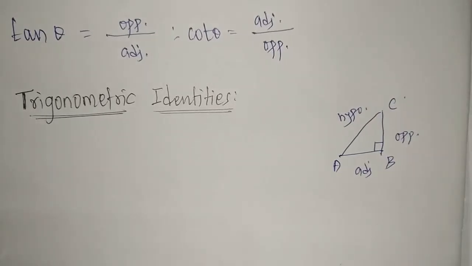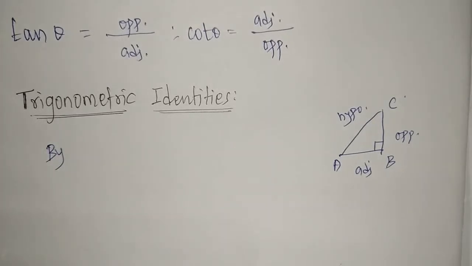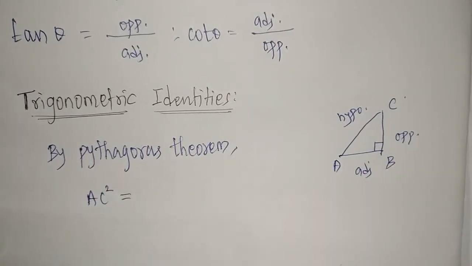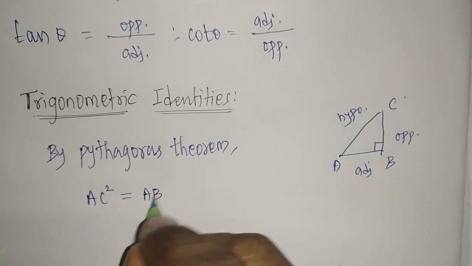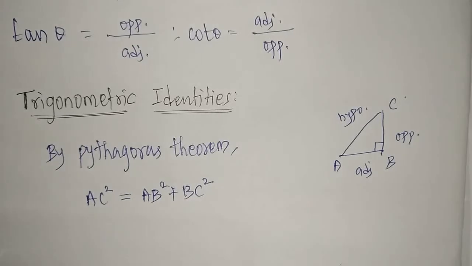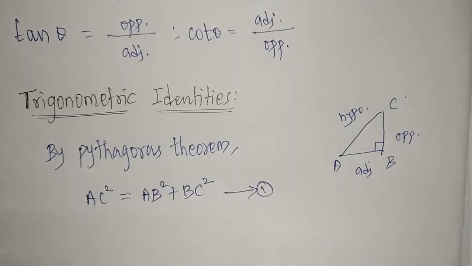Now we know that in a right angle triangle, the square of the hypotenuse side is equal to the sum of the squares of the other sides. Now these things we have to take. So by the Pythagoras theorem, AC square, which is the square of the hypotenuse side, is equal to the sum of the squares of the other two sides, AB square plus BC square. This is equation number 1.